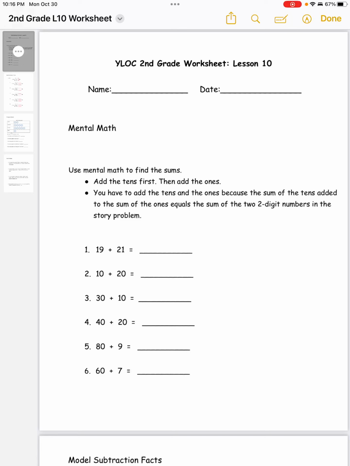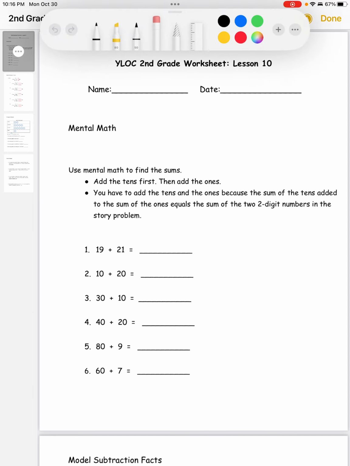Hey guys, so today I'll be teaching Warlock 2nd grade worksheet lesson 10. So make sure you write down the name and the date. So it says mental math. Use mental math to find the sums. Add the tens first, then add the ones. You have to add the tens and the ones because the sum of the tens added to the sum of the ones equals the sum of the two-digit numbers in the story problem.